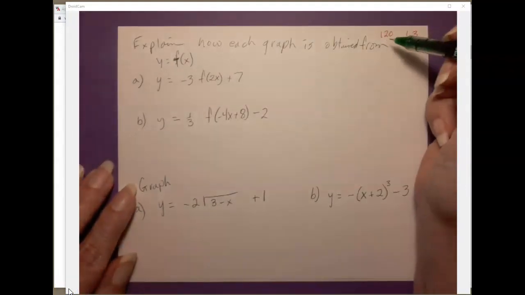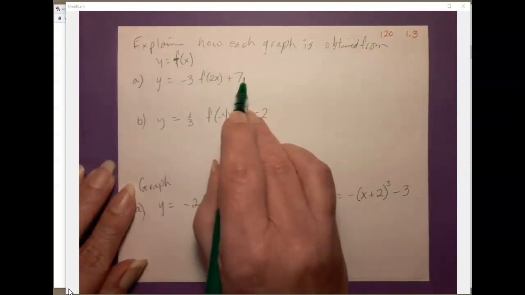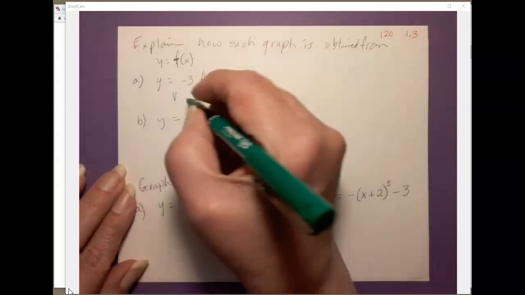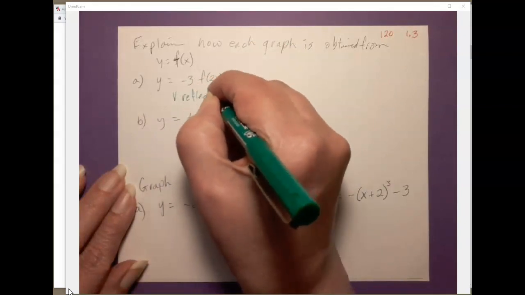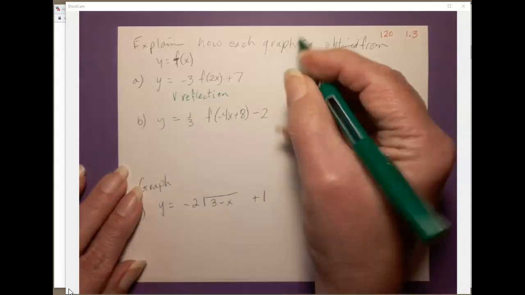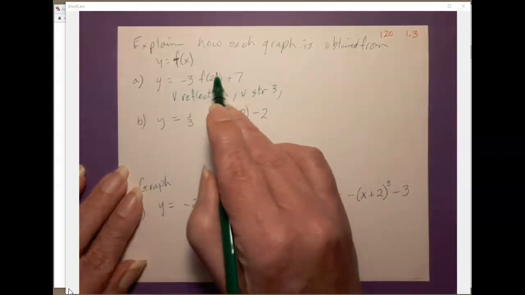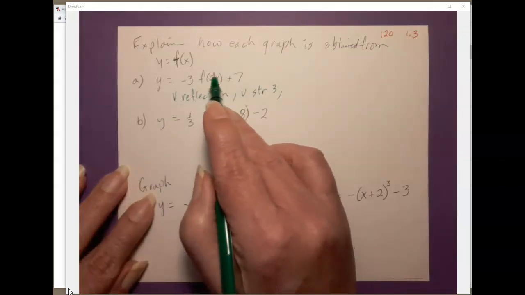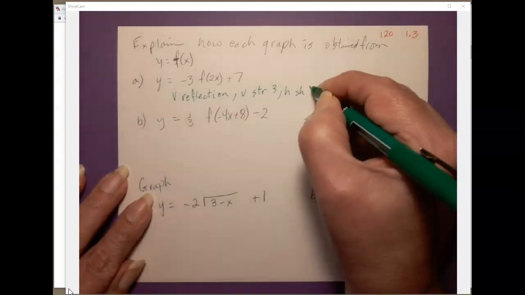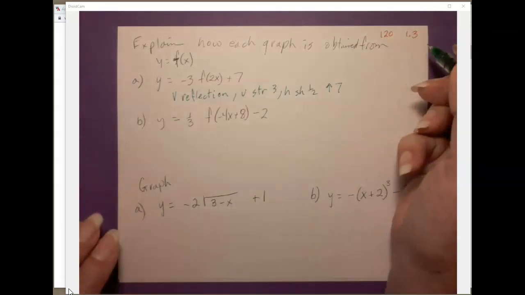Explain how each graph is obtained from y equals f of x. So we want to know, we can see there's 1, 2, 3, 4 things that have been adjusted here. So the negative is a vertical reflection. And you could put BREF, and that'd be fine with me. The 3 is a vertical stretch of 3. The 2 in here, if it's in with the x, you're going to do the opposite pretty much. But the 2 in here is going to tell me that I have a horizontal shrink of 1/2. And then plus 7 means I went up 7. That's what I'll expect to see on your test.